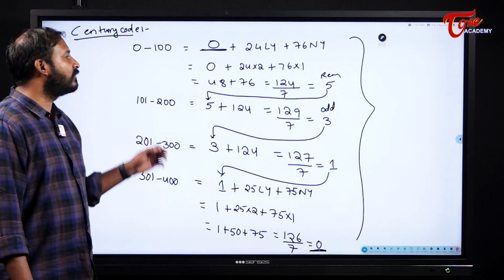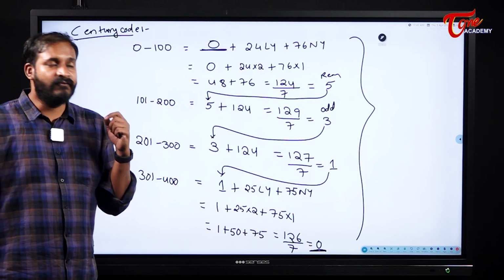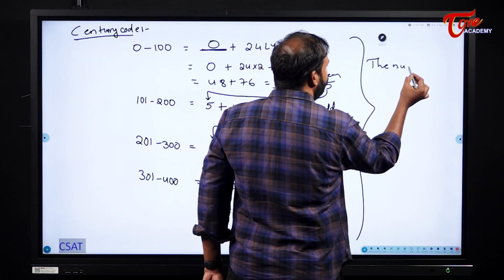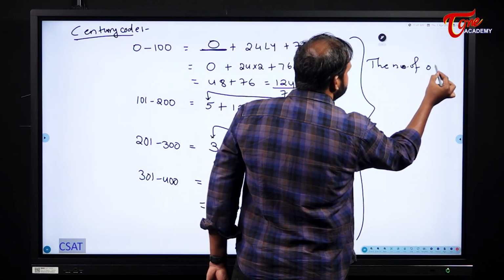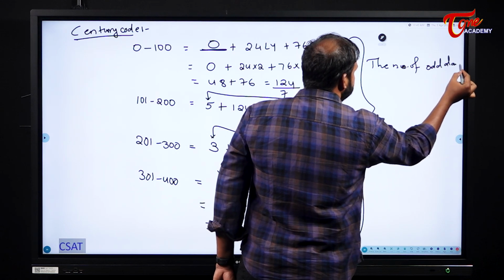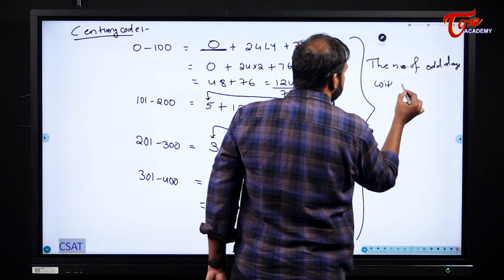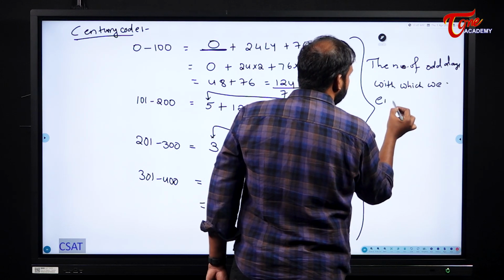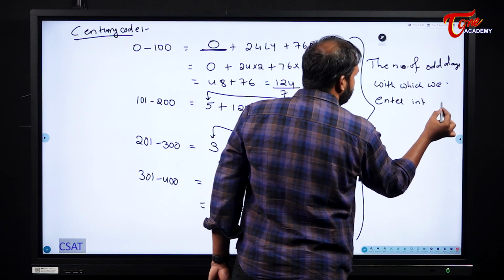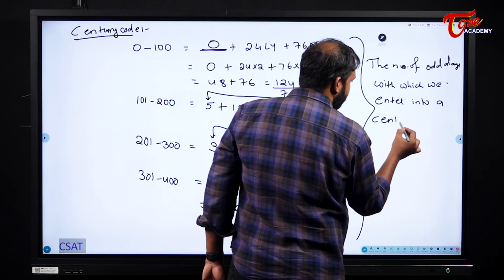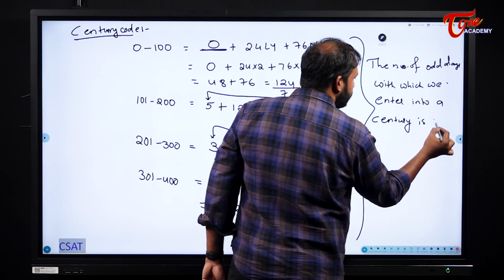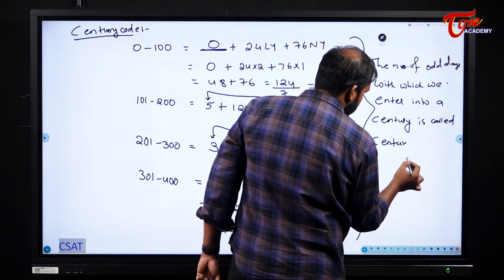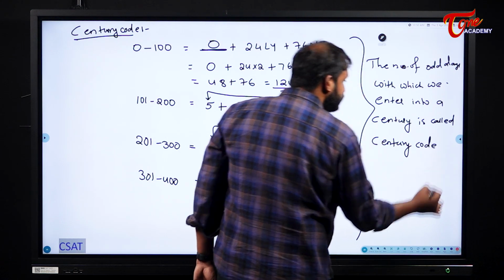Now, what are called the century codes? The number of odd days with which we enter into a century is called the century code. Okay, the number of odd days with which we enter into a century.